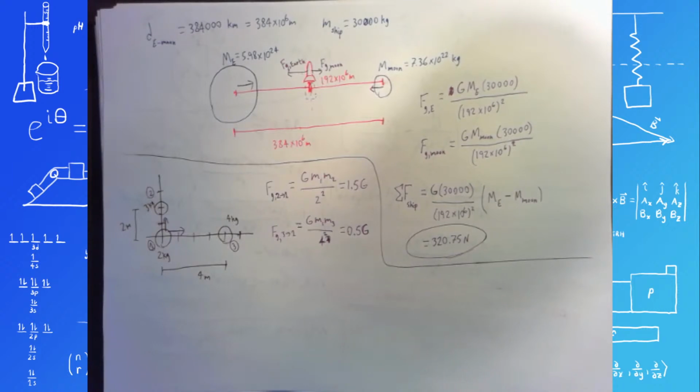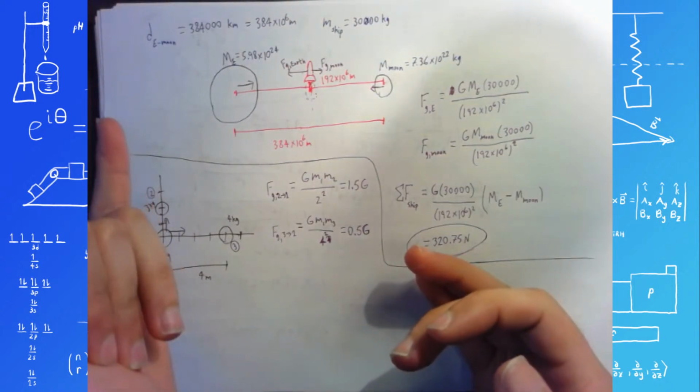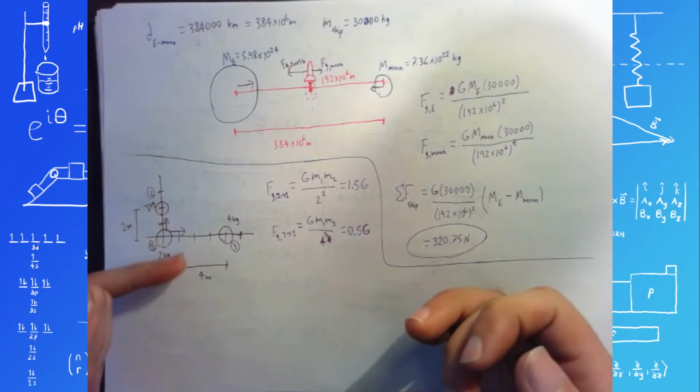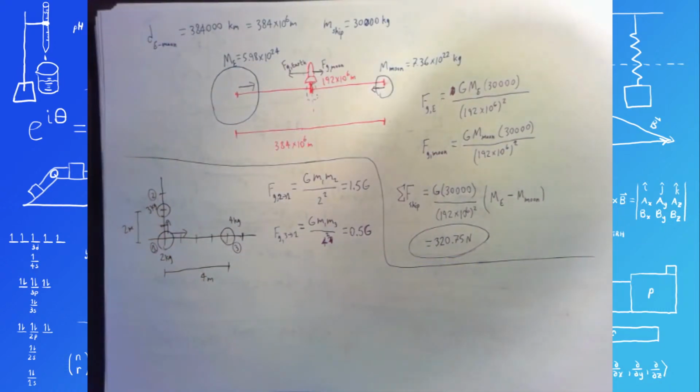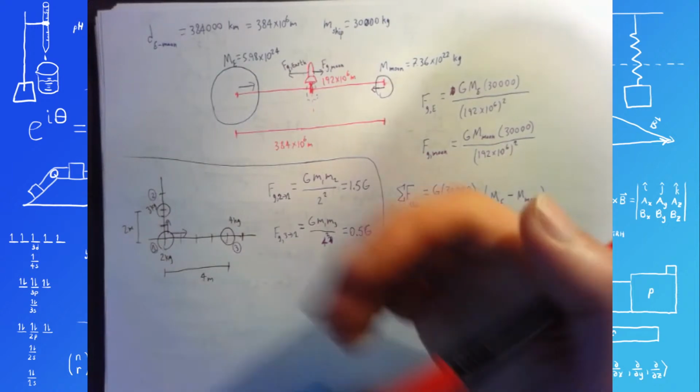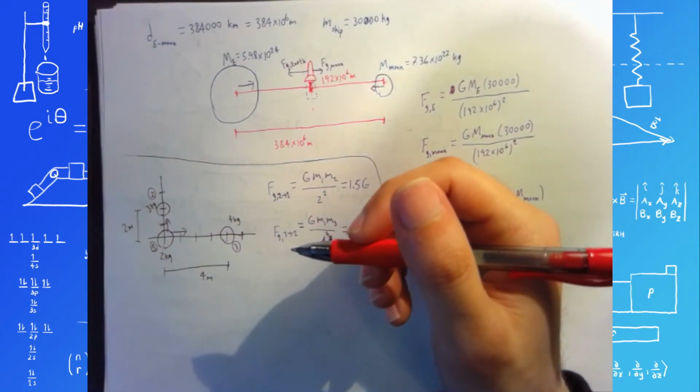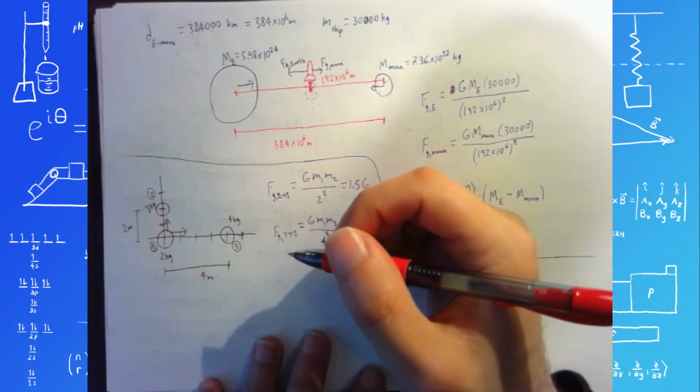Okay. Where were we now? So we've got 1.5 g worth of force this way and 0.5 g worth of force that way. And of course, that's going to result in a two-dimensional net force, a two-dimensional resultant force. So let's go ahead and combine them using Pythagorean theorem.